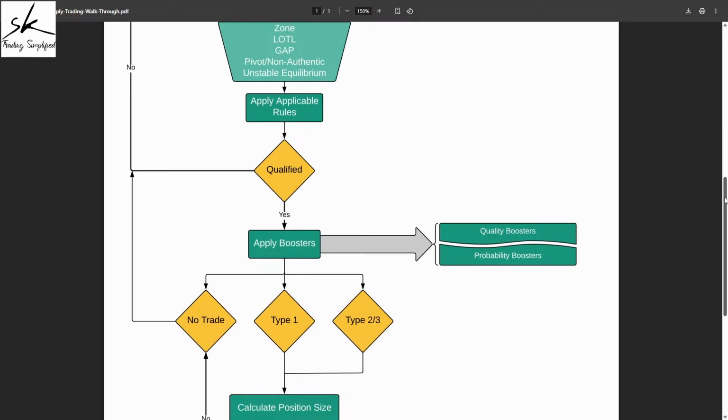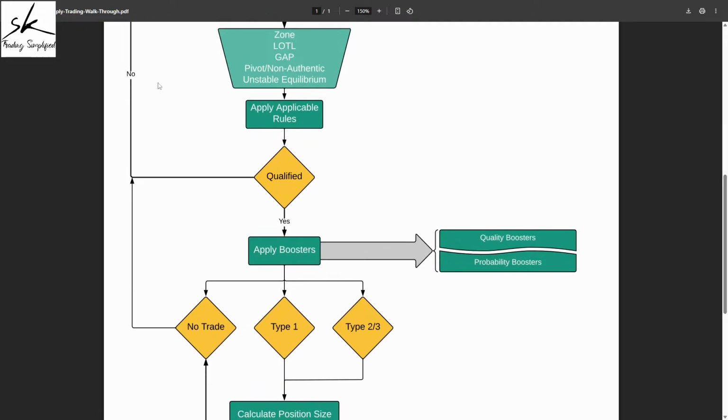And for qualification, we have a 2-step process. In step 1, we'll qualify it based on certain conditions. And in step 2, we'll qualify based on the booster scoring. So the very first condition we'll check is, can this zone be a case of level on top of level? And how do we verify that? It's a very simple concept.